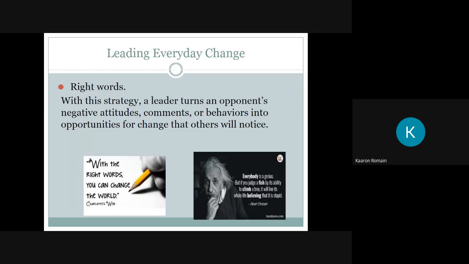Right words. With this strategy, a leader turns an opponent's negative attitudes, comments, or behaviors into opportunities for change that others will notice. With the right words, you can change the world.